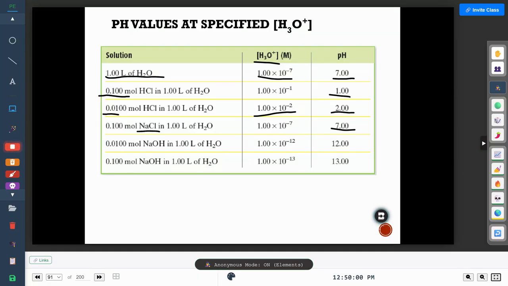It does not create hydroxide ions in solution, right? And so you're going to end up with the same pH as you did with regular pure water because you're not making any more hydronium or hydroxide ion concentrations, okay? But if you add a little bit of hydroxide, suddenly your pH is 12. A little bit more hydroxide, suddenly your pH is 13.